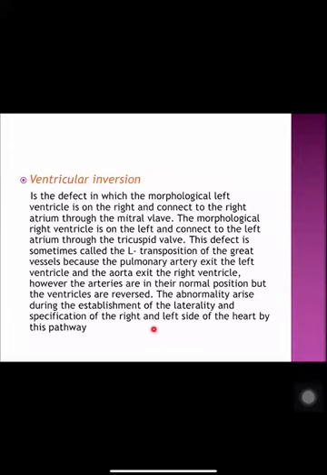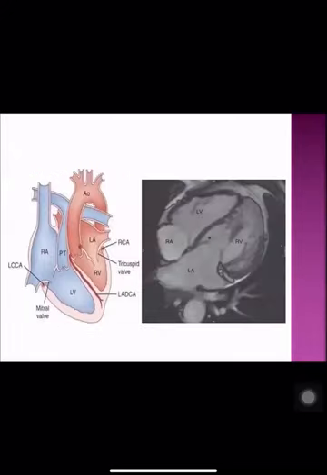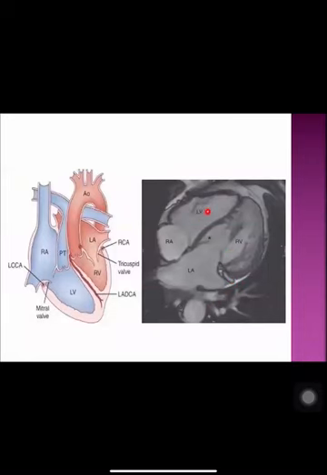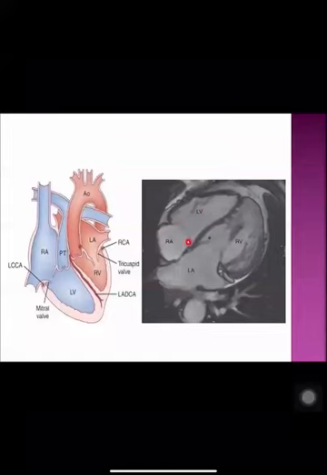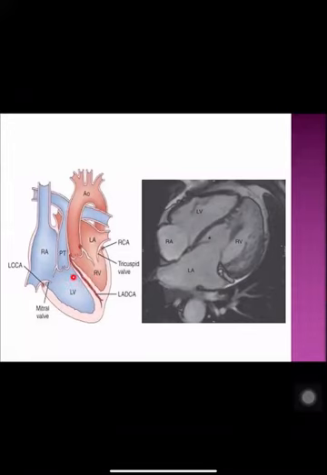Another defect is called ventricular inversion. Now, in this defect, there will be a change in the position of the ventricles, so that we will have the left ventricle connected to the right atrium through the mitral valve, while the right ventricle connects to the left atrium through the tricuspid valve. This condition is also called the L-transposition of the great vessels. That is a rare condition, because now we have the pulmonary trunk arising from the left ventricle, while the aorta arises from the right ventricle. And this occurs because of the change in the position of the ventricles, while the position of the vessels themselves is normal.